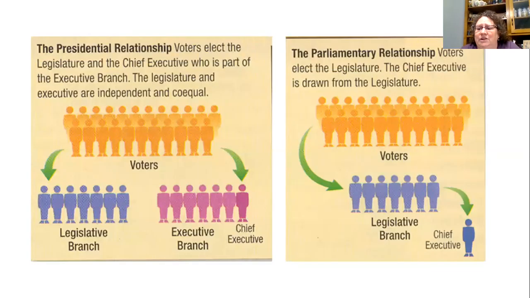I found this nice little chart I thought maybe helps with elections, showing how the voters directly vote for the legislative branch and they directly vote for a chief executive in a presidential system. In a parliamentary system, they vote for the legislature, who then chooses the chief executive, the prime minister, but it happens indirectly.